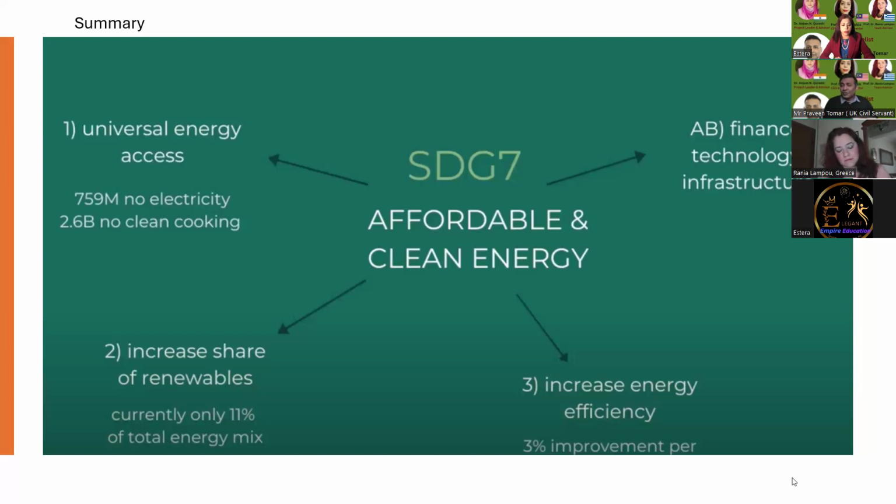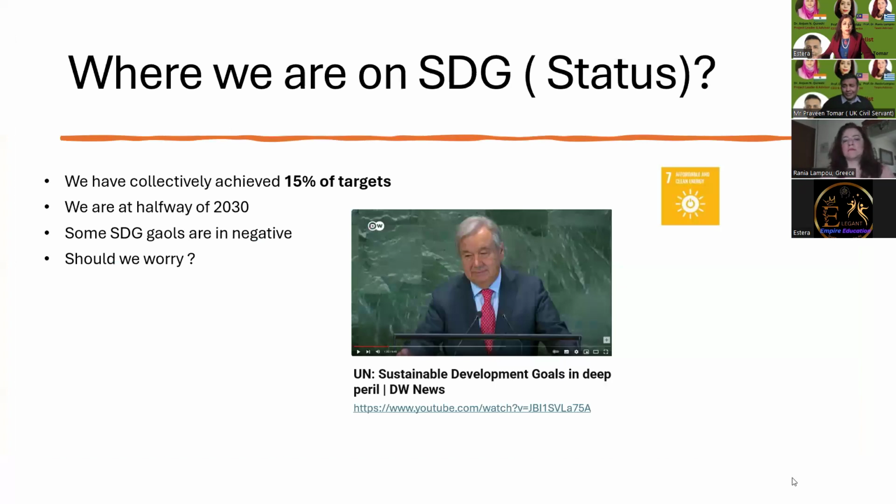The two means of achieving affordable and clean energy are finance and technology. We need a lot of finance; as I mentioned, $43 billion per year of investment is needed to expand energy infrastructure, specifically in the least developed countries. So this is about SDG goal 7. Now let's talk about the summit stats: how much we have achieved overall in terms of SDG status, which is around 15%, as told by none other than the United Nations Secretary-General himself.